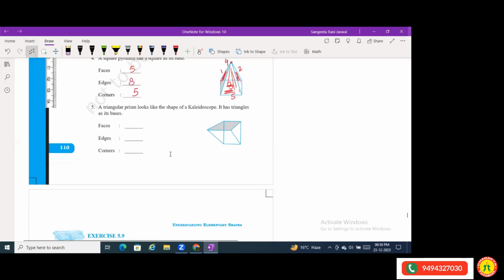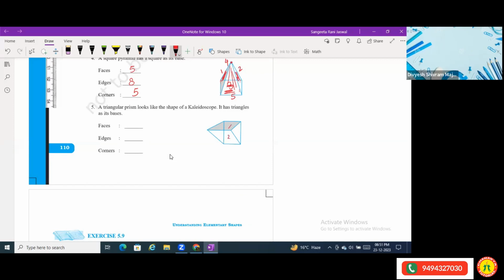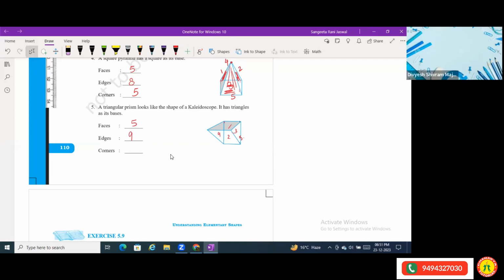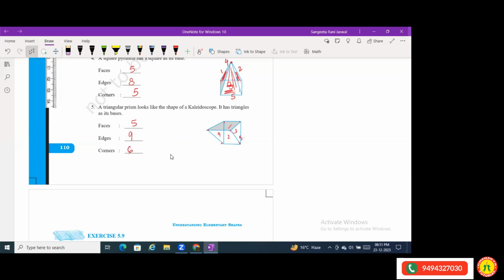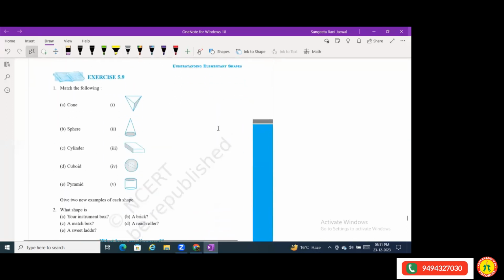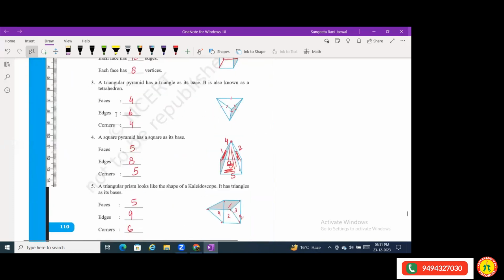Okay. Now question number 5, a triangular prism. A triangular prism looks like the shape of a kaleidoscope. It has triangles as its base. Now how many faces? Count the number of faces. 1, 2, 3, 4, and 5. The 5th one is at the back. So 5. How many edges? 1, 2, 3, 4, 5, 6, 7, 8, and 9. Right? How many corners does it have? 1, 2, 3, 4, 5, 6. Understood? Just see the figure and answer. You might get such figures in your exam, and you will be asked to write all these.